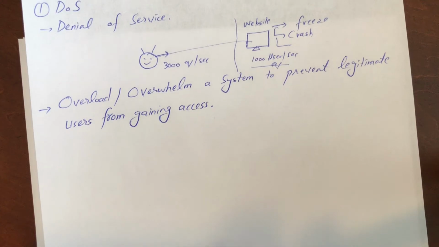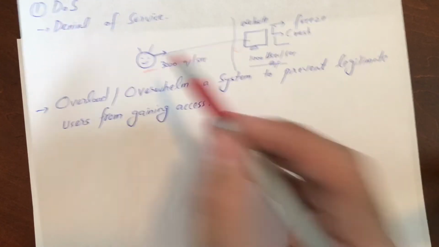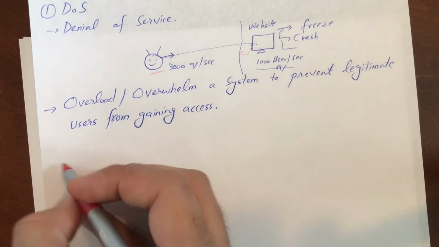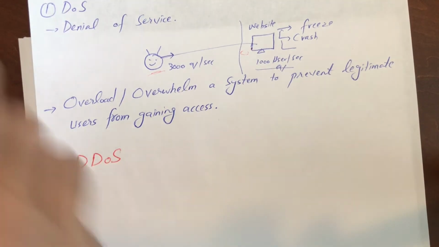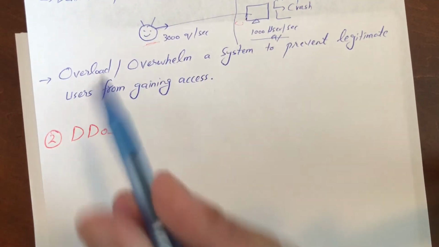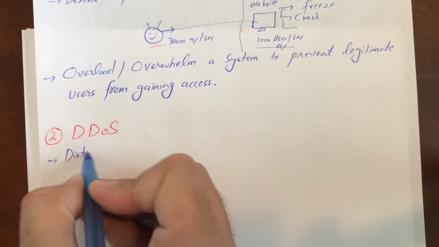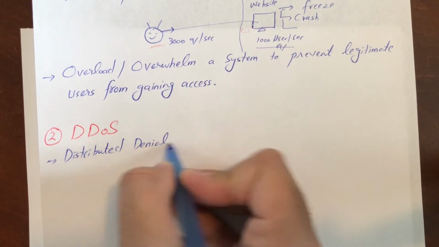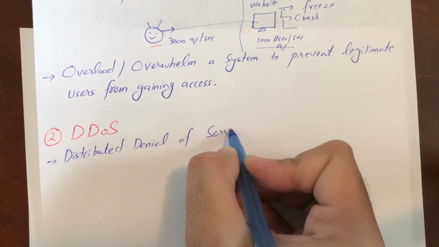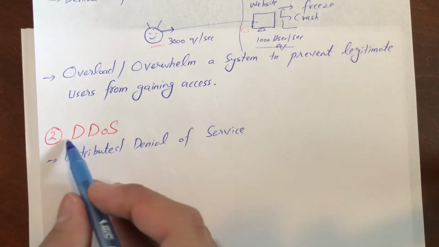The DOS attack can be avoided, for example, if you use a firewall down here and start blocking this particular user. But there is a slightly more lethal type of DOS attack, which is called a DDoS attack. DDoS stands for distributed denial of service. As the name suggests, if a DOS attack is launched from multiple points, it is called a DDoS attack.